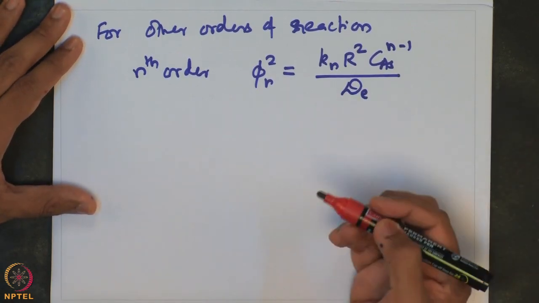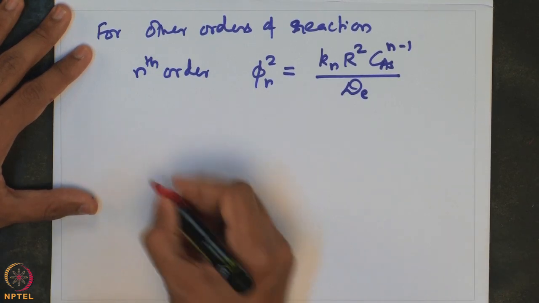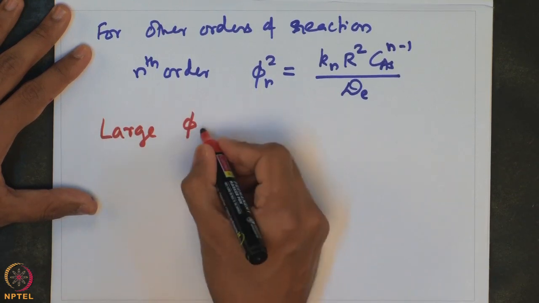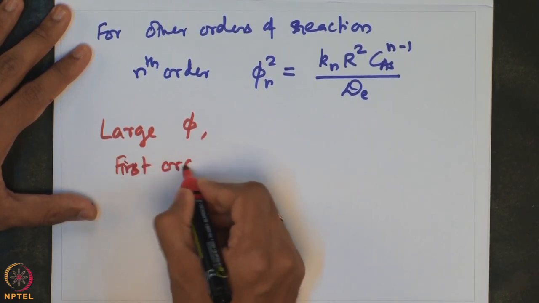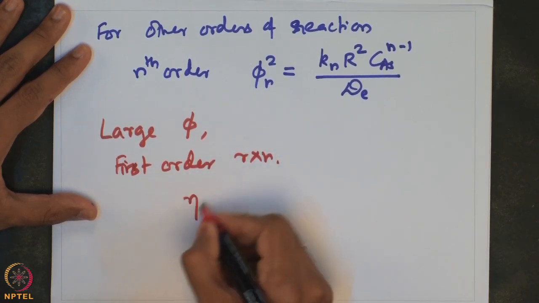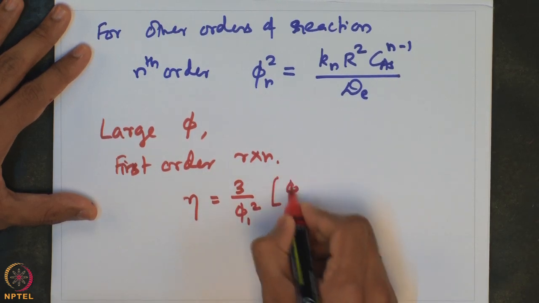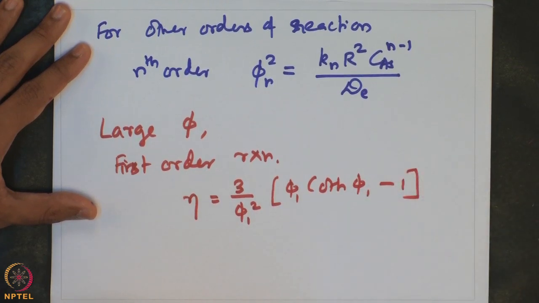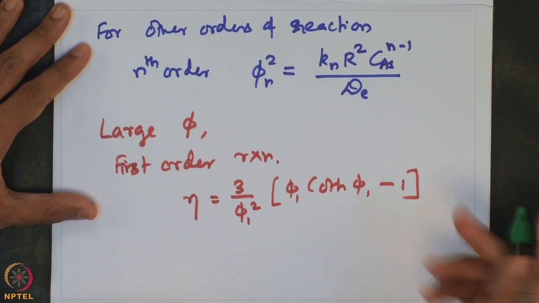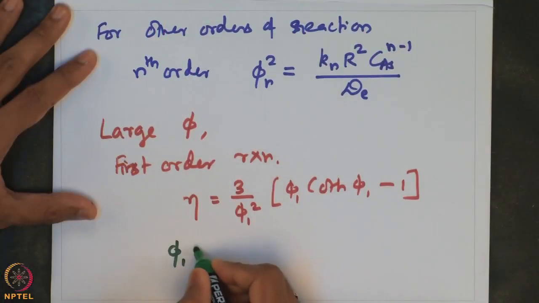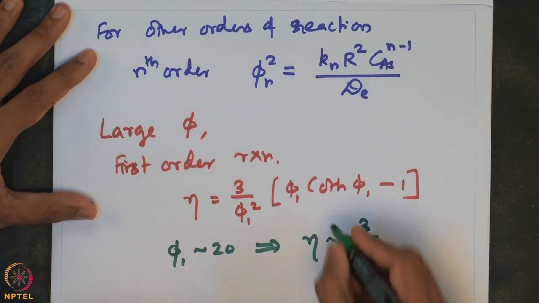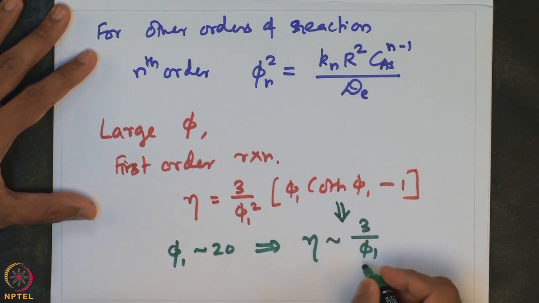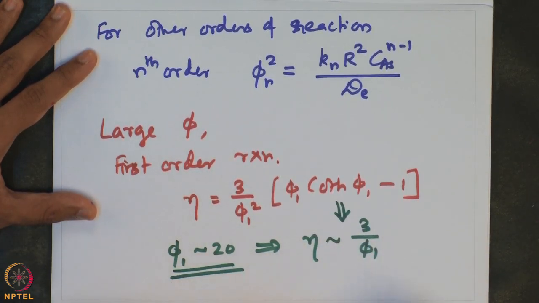So, now if I try to approximate the values of eta for large phi, let us first consider the case of first order reaction, where eta is given by 3 by phi 1 square into phi 1 coth phi 1 minus 1. If I plug in different values of phi, what we find is that when the Thiele modulus phi 1 is approximately 20, then eta scales as 3 divided by phi 1. So, this expression approximates to 3 divided by phi 1, which is the functional form of eta and phi 1 for large values of the Thiele modulus.